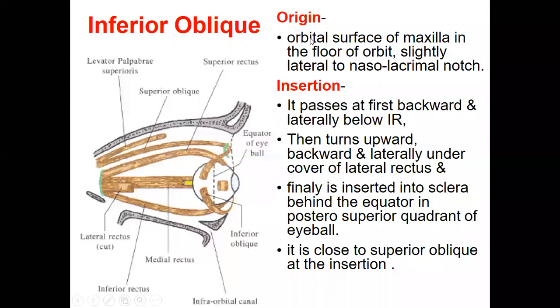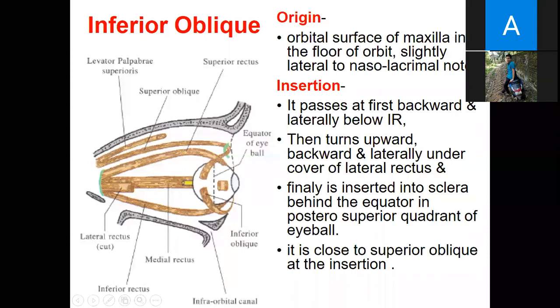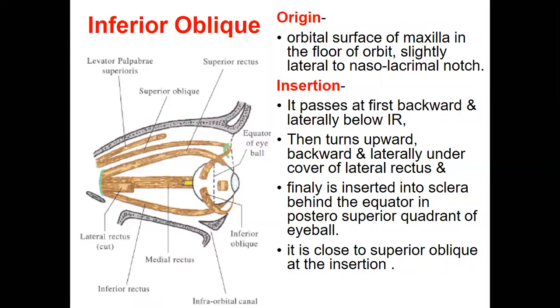Now the origin of inferior oblique is the orbital surface of maxilla in the floor of the orbit. It is hidden here. And it is slightly lateral to the nasolacrimal canal. So it originates from the orbital surface of maxilla in the floor of the orbit, slightly lateral to the nasolacrimal canal.